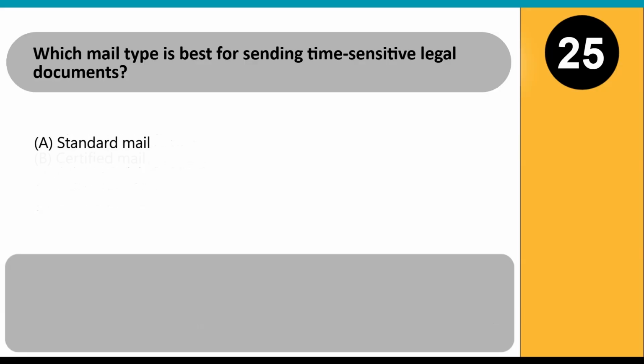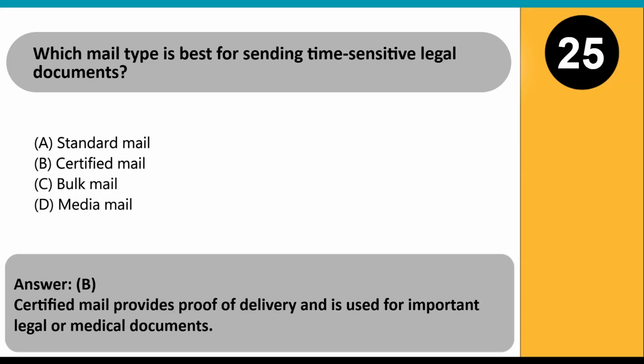Which mail type is best for sending time-sensitive legal documents? A. Standard mail. B. Certified mail. C. Bulk mail. D. Medium mail. Answer B. Certified mail provides proof of delivery and is used for important legal or medical documents.